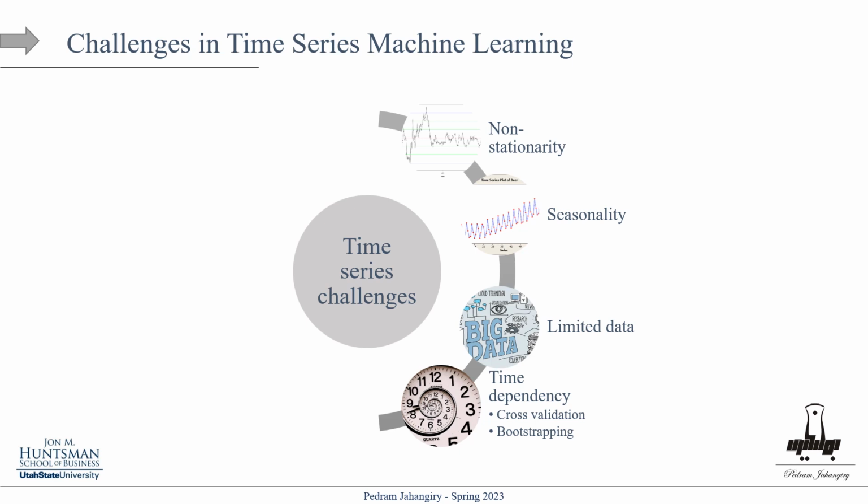The first one is non-stationarity. We know that many time series data exhibit non-stationary behavior. This means that the statistical properties, like the mean and variance of the data, change over time. This can make it difficult to model the data and make accurate predictions. We have to take into account non-stationarity, because if the dataset is non-stationary, not all extrapolations are necessarily valid. Extrapolating into the future may not be valid if the dataset is non-stationary.